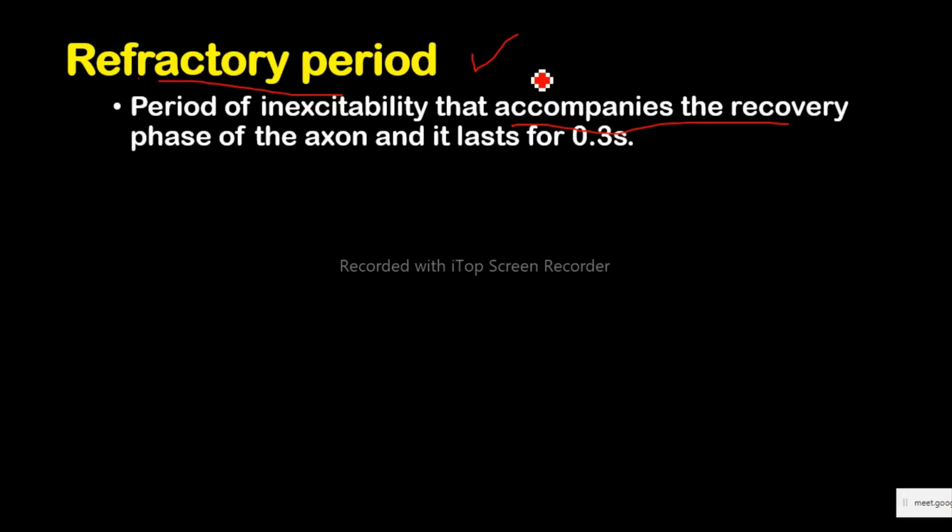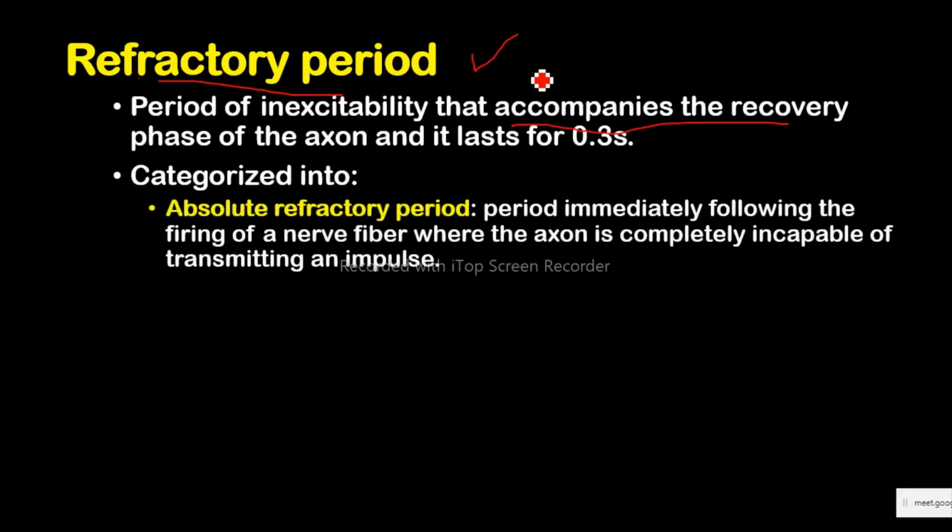So we can categorize this refractory period into two. The first one is the absolute refractory period, where you cannot excite a neuron, a nerve, or a receptor, however strong the stimulus is. Why? Because it is the period immediately after the disturbance.